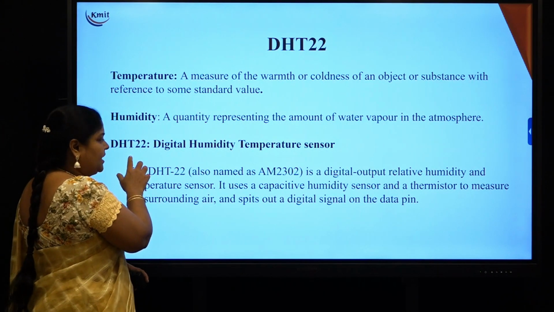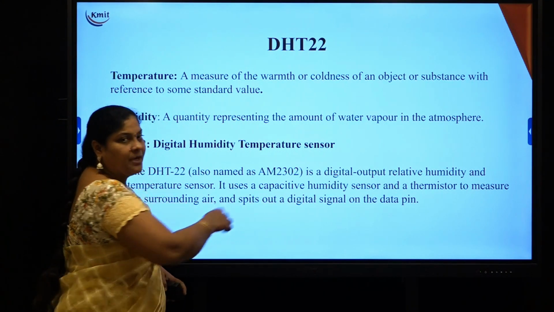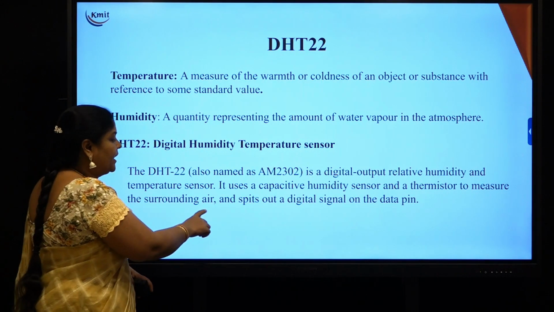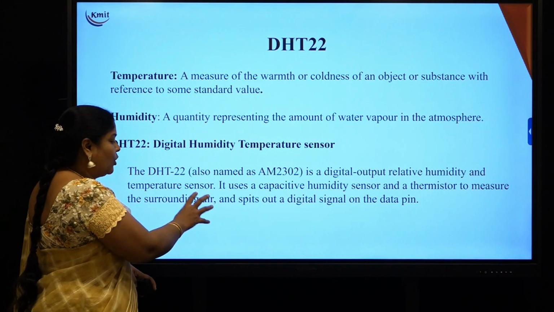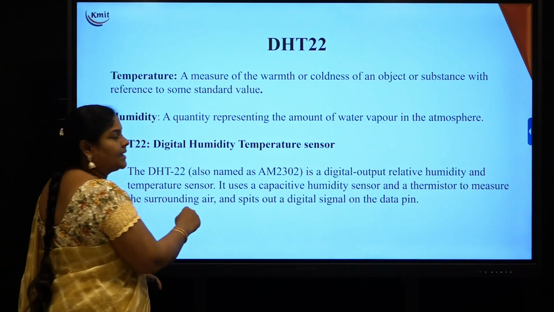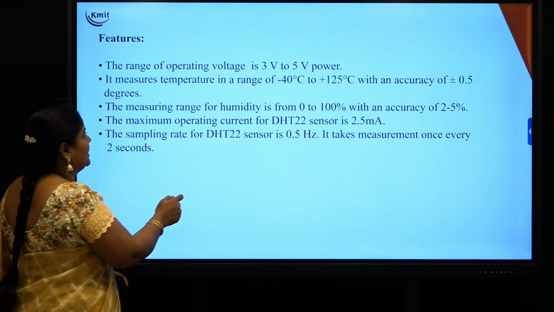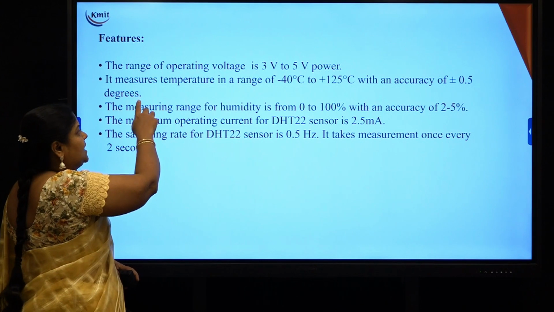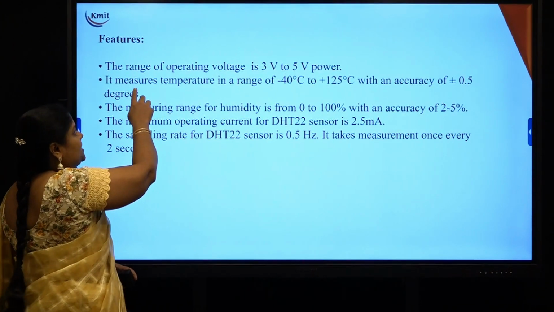So DHT uses capacitive humidity sensor and a thermistor to measure the surrounding air, and whatever output it is getting, it will give it as a digital signal to the data pin, that is the output pin. So next, the different features of this temperature sensor, these are the default features.